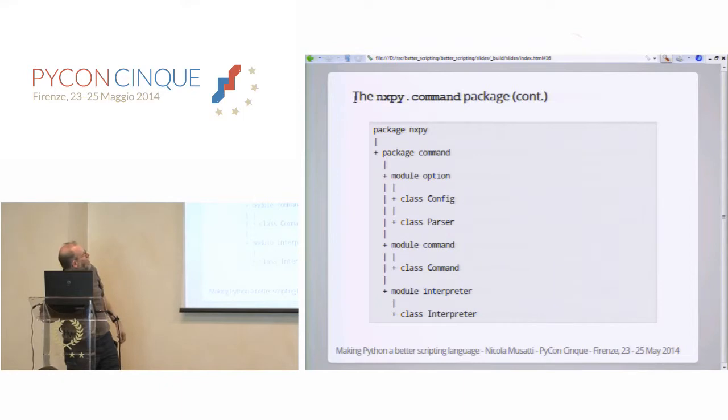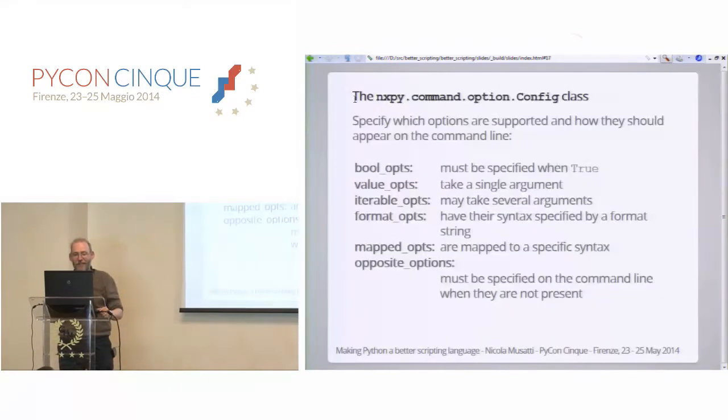This is the structure of my package, and I'll just explain what's inside. So this is the kind of options that you can specify. Boolean options, where it's just as the ones you would write directly on the command line to have an effect. Other options can take one or several arguments.